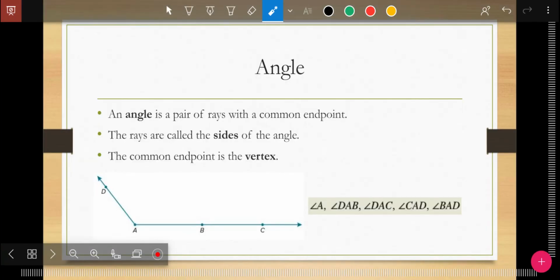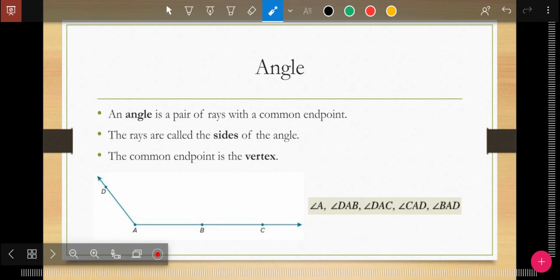And then an angle is a pair of rays with a common endpoint. So you have this endpoint that we call a vertex, the common endpoint. So it's the vertex of the angle. And then the rays are the sides of the angle. Now, how do I name an angle? Well, first, this little angle sign there stands for angle. All right? And so that's how you would denote that it's an angle.